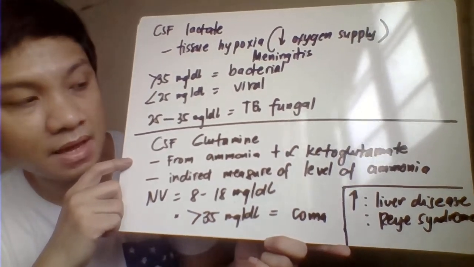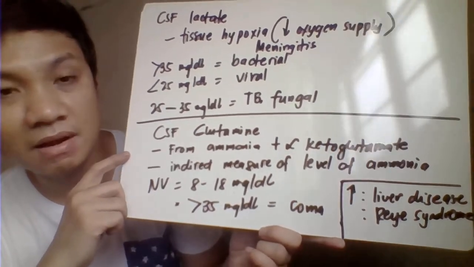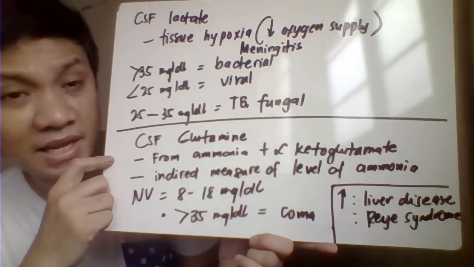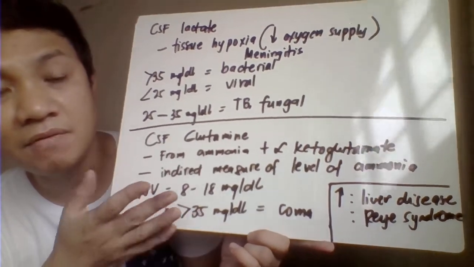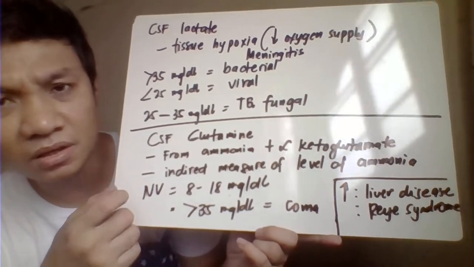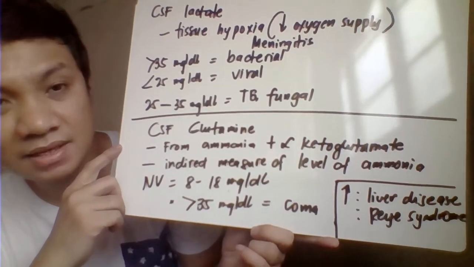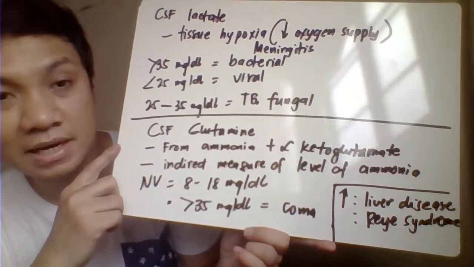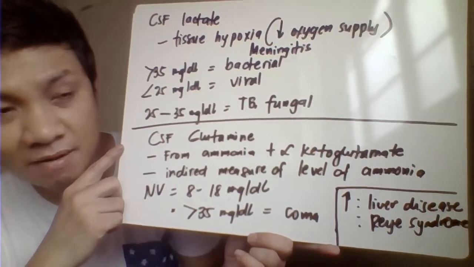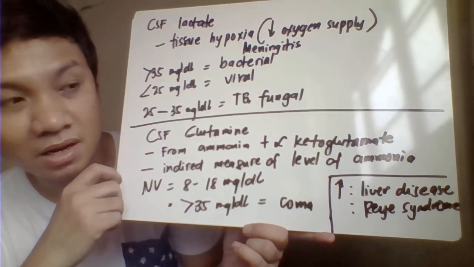Next one, we have the CSF glutamine. Glutamine is being produced here from your ammonia plus alpha-ketoglutarate. So it just represents the level of your ammonia in your body. Increased ammonia level signifies also increased glutamine. Ammonia is a toxic substance in our body, so the conversion of this occurs in the liver. So any problem in the liver, you could not metabolize your ammonia, and therefore it tries to accumulate, which increases your glutamine level as well.